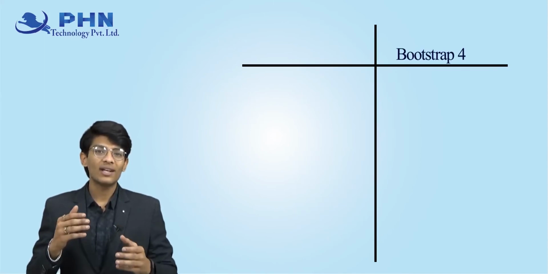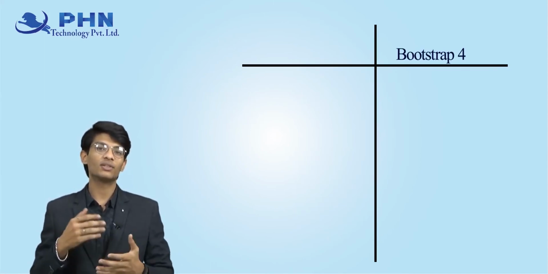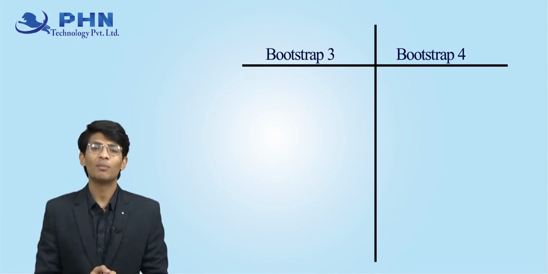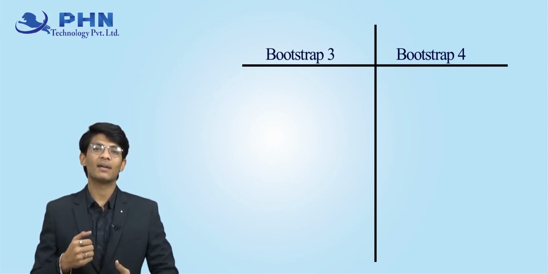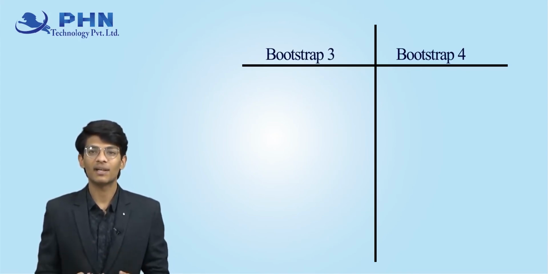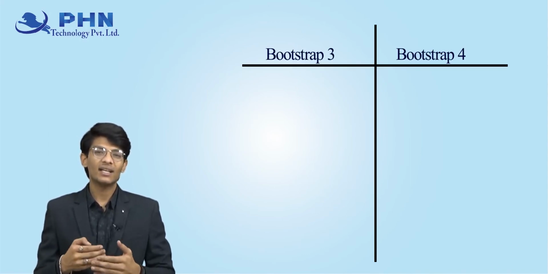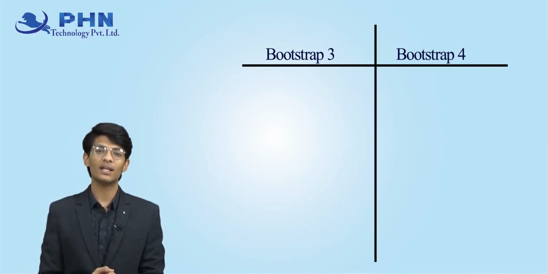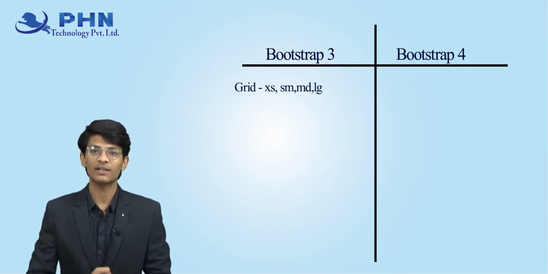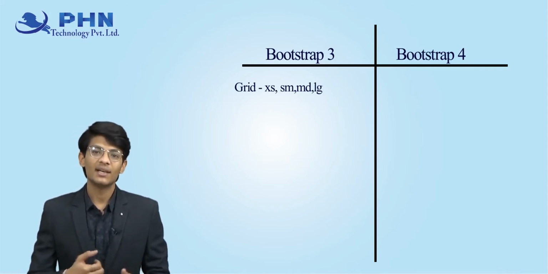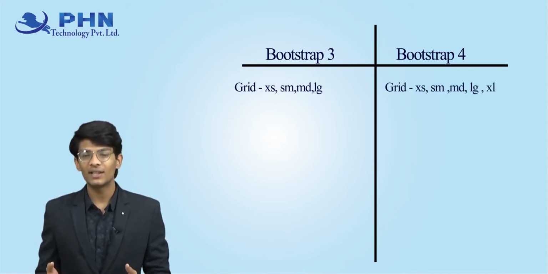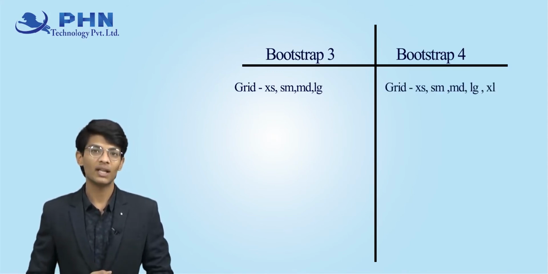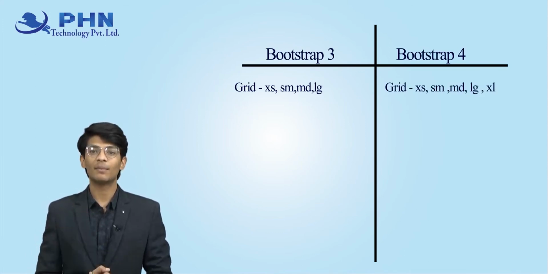So, we would be learning Bootstrap 4, and what exactly is the difference between Bootstrap 3 and Bootstrap 4? Well, Bootstrap 3 had some advantages as well as some disadvantages. Let's take 2 to 3 basic differences between Bootstrap 3 and 4. In Bootstrap 3 there were only 4 tiers of grid, that was XS, SM, MD and LG. Whereas in Bootstrap 4 they enhanced it and made it 5 tiers. They added the XL property also.